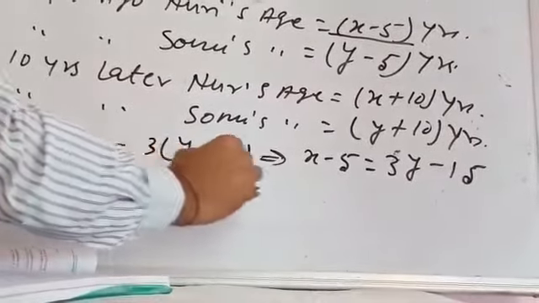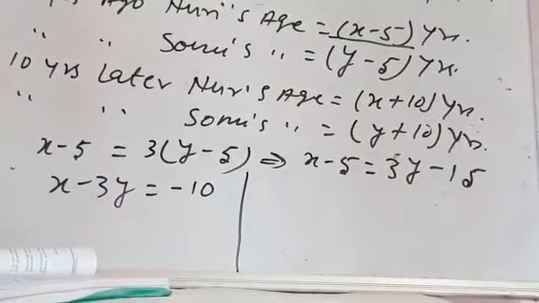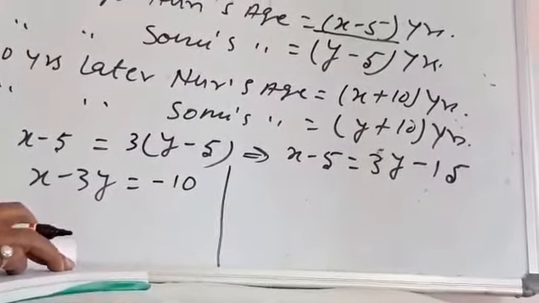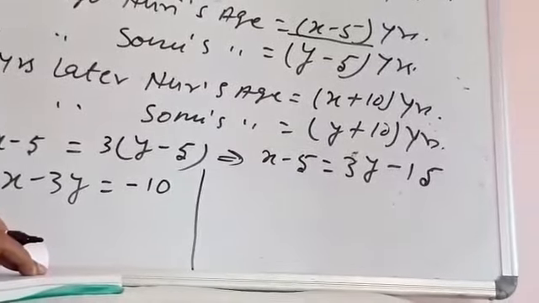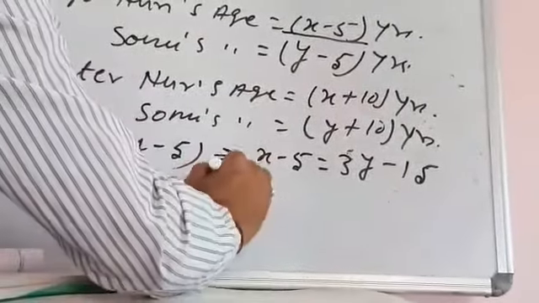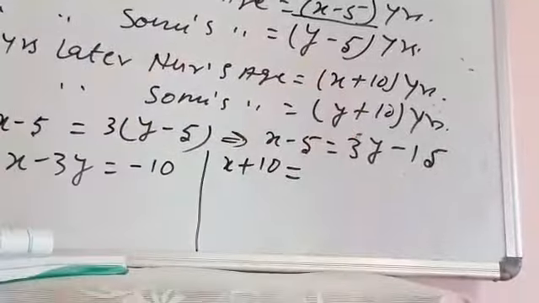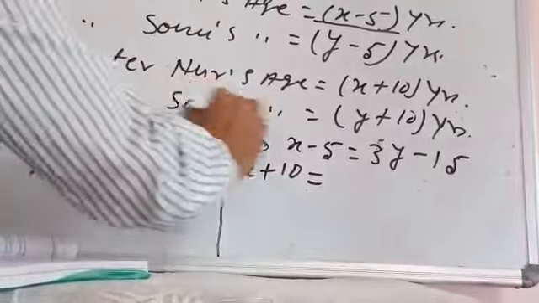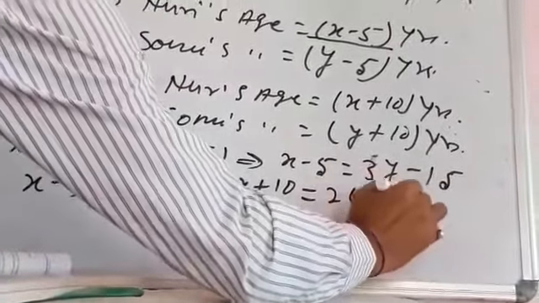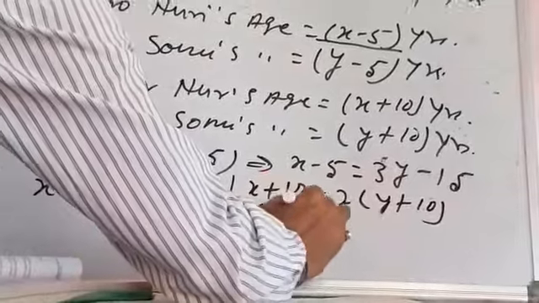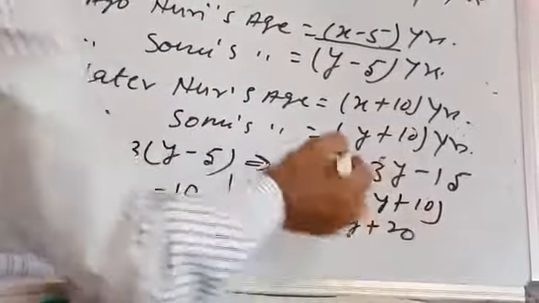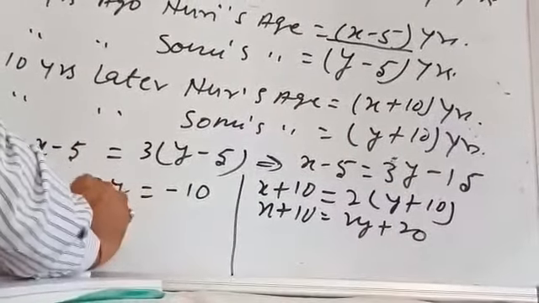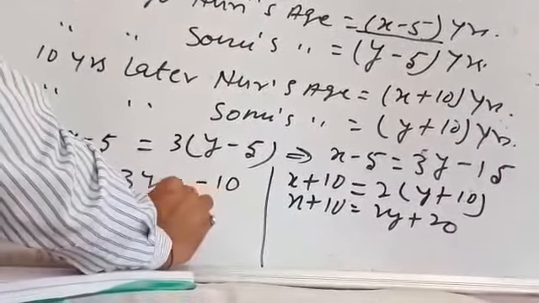Now what is another one? Another one is 10 years later. 10 years later means x plus 10, Nudi will be twice as old as Sonu. So this gives x plus 10 is equal to 2y plus 20. So what's the other equation we'll have? x minus 2y is equal to 10.